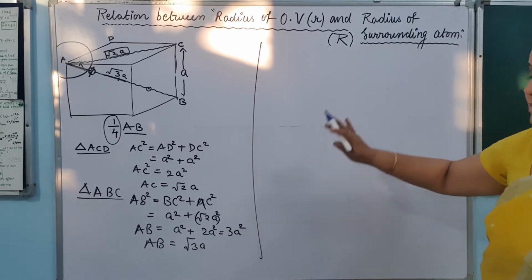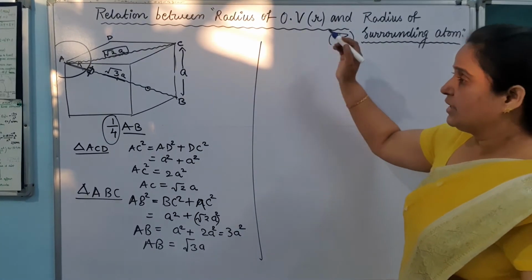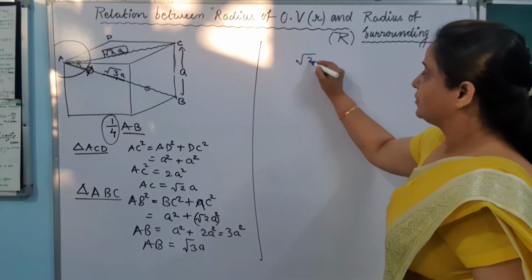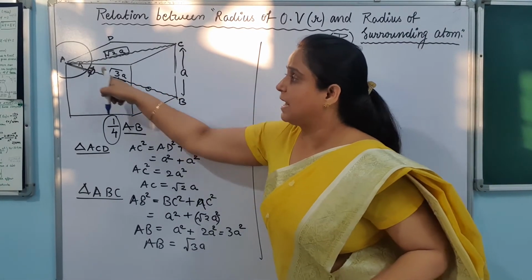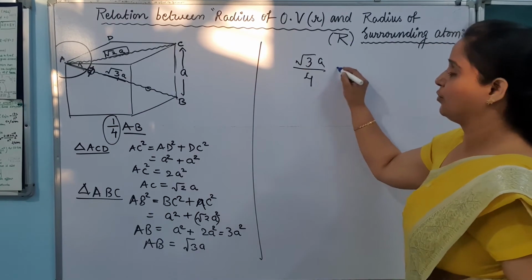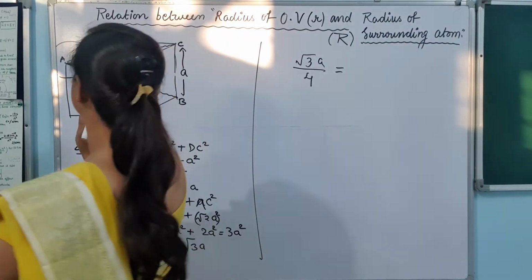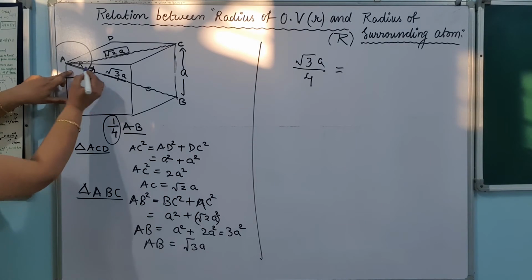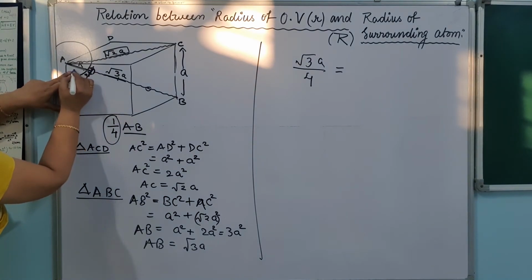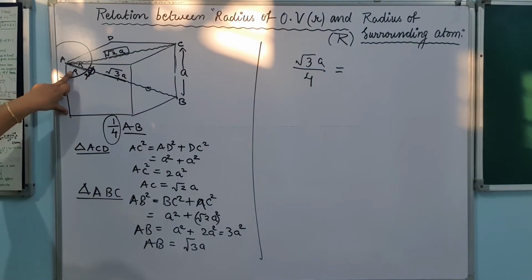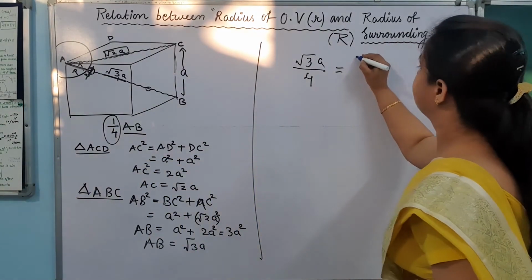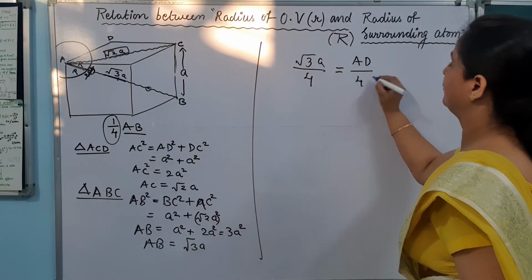Now actually the things start. Now this time we can understand this thing. Root 3a by 4 is equal to what? Root 3a divided by 4 I can write down as small r plus capital R. Isn't it? Can I take this small r by capital R? So we write root 3 by 4a equals AD by 4, which is what for us?